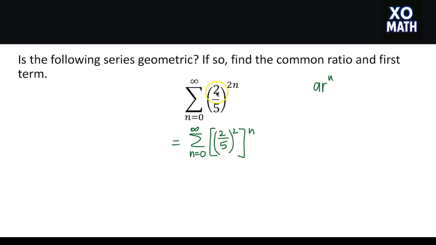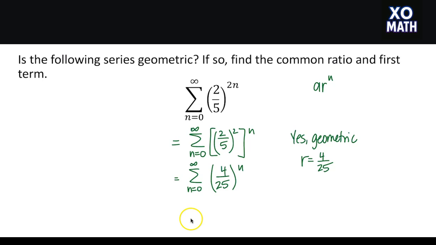So basically we can square 2/5, so that would be (4/25) to the n. And so this is exactly now in the form ar to the n. So yes, this is geometric. So in answer to this question, yes, it is geometric. And now we're going to find the common ratio and the first term. So the common ratio is the value that's raised to the positive n. So the common ratio, r, is 4 over 25.